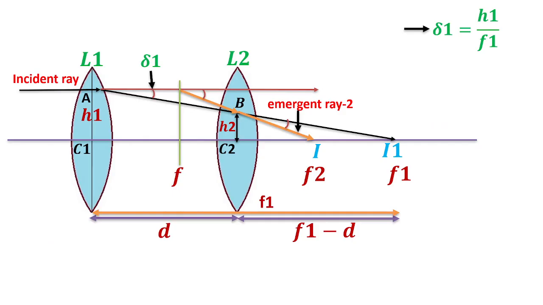Now another lens L2 is kept in the path of emergent ray 1. Then emergent ray 2 comes into existence and forms image R. The image formed due to the lens L1 was I1 at a focal length f1. Both the lenses are separated by a certain distance d.